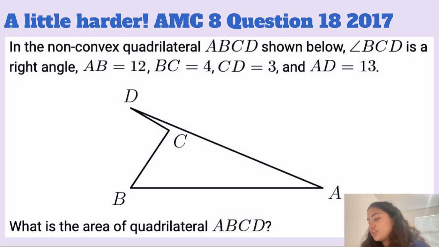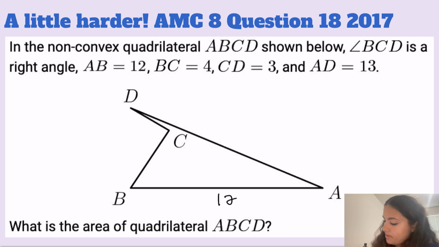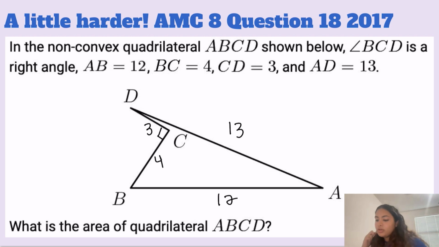So whenever we have a geometry problem with a picture, the first thing we want to do is label everything that's given to us. So we see that AB equals 12, BC equals 4, CD equals 3, and AD equals 13, and angle BCD is a right angle. At first, this quadrilateral looks really funky shaped, and we don't have a set formula to solve for the area like we would for a square or a triangle, but we see that BCD is a right angle, and BC is 4 and CD is 3.